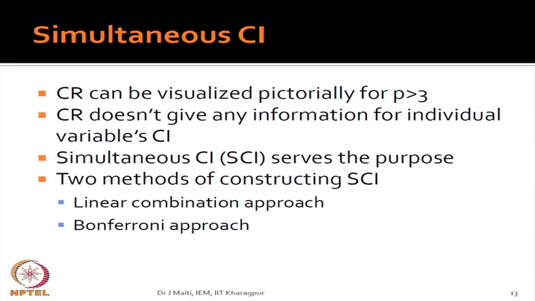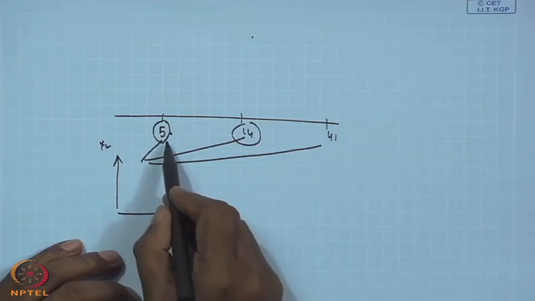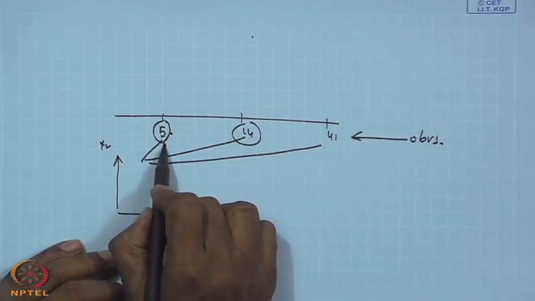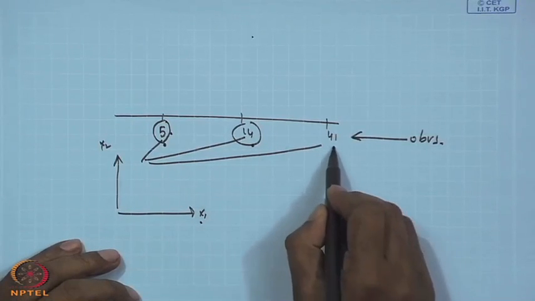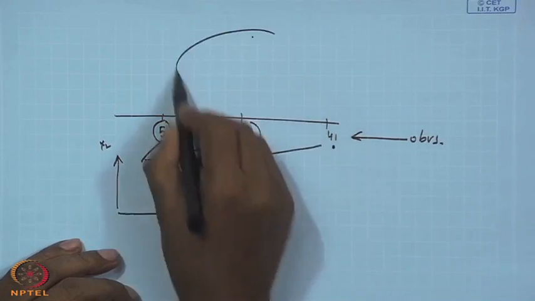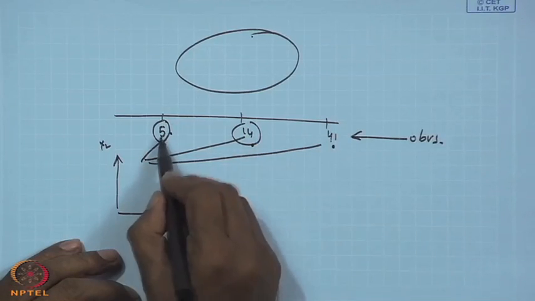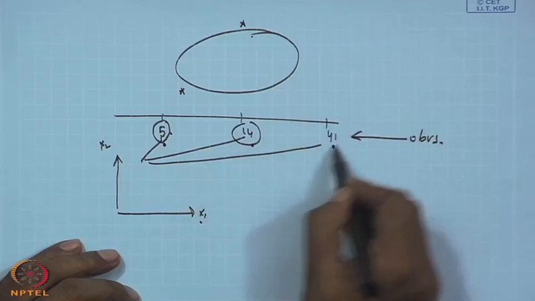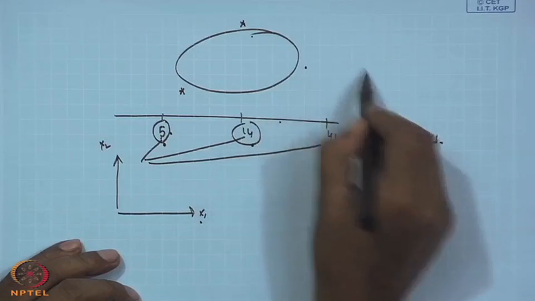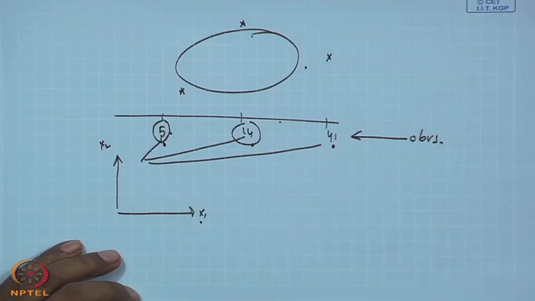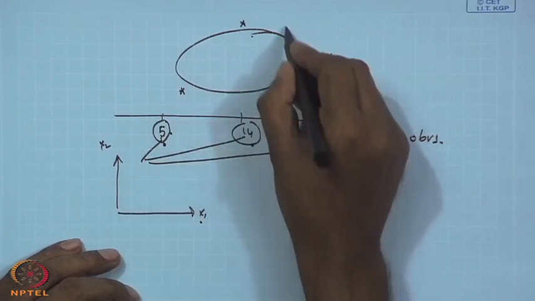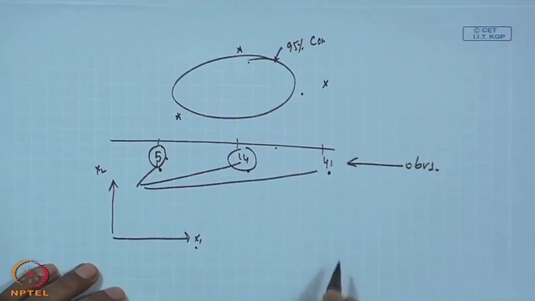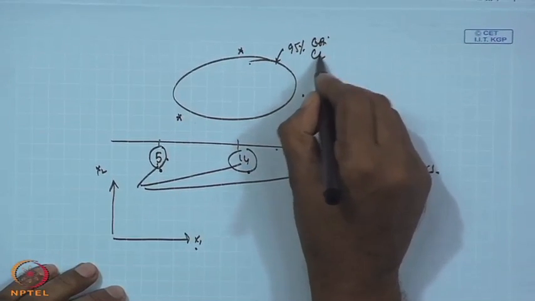Oh, that means you have not listened properly. I said these are observations: observation number 5, observation number 14, observation number 41. Your confidence ellipse is this, let it be, and your 5 is falling here, suppose 14 is falling here, and 41 if I write somewhere here, suppose it is falling here, no problem. Then these are not falling within my 95% confidence ellipse, CE if I say confidence ellipse.